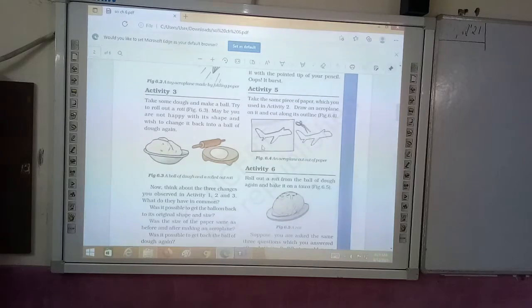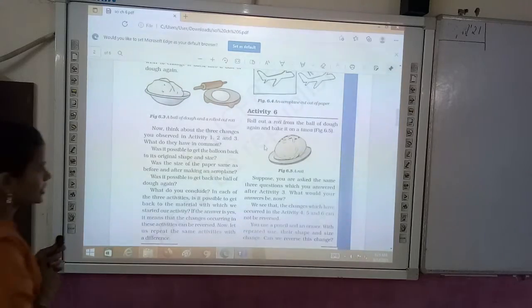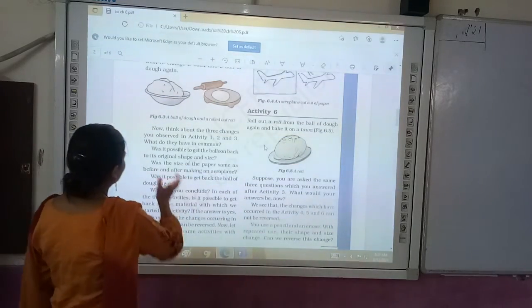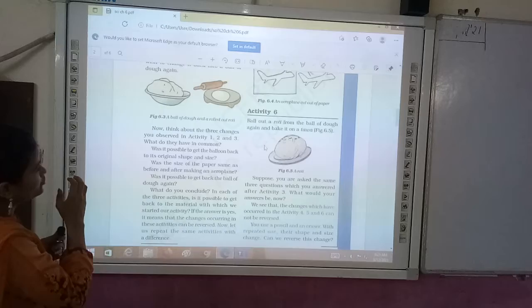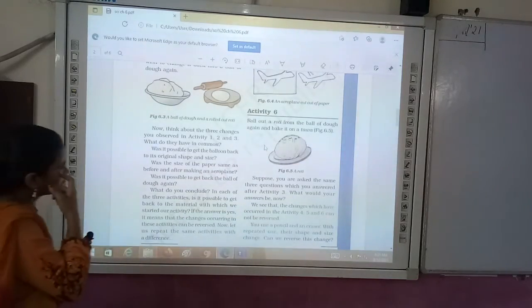Now see activity 6. Roll out the roti from the ball of dough again. Bake it on a tawa. ठीक है? Now activity 3 में आपने क्या किया था? You just take a ball and make a roti. ठीक है? Now just roll out the roti from the ball of dough again and bake it. अब आप उसे पका लो. ठीक है? तवे पे. See figure 6.5.